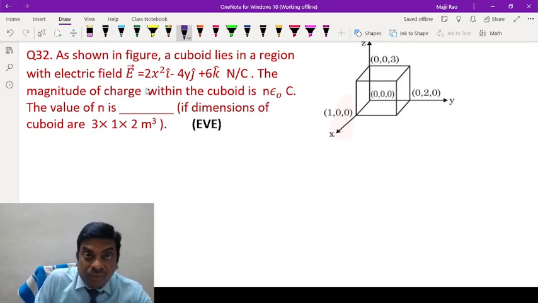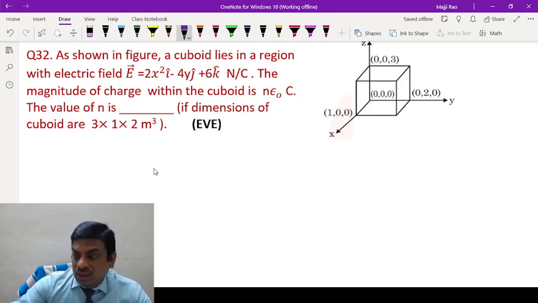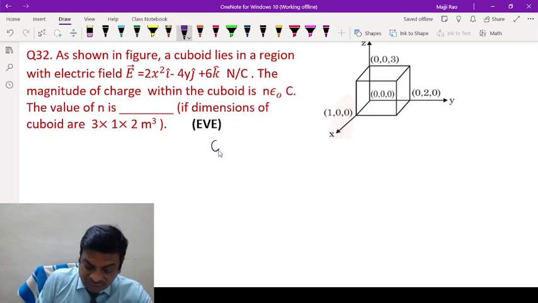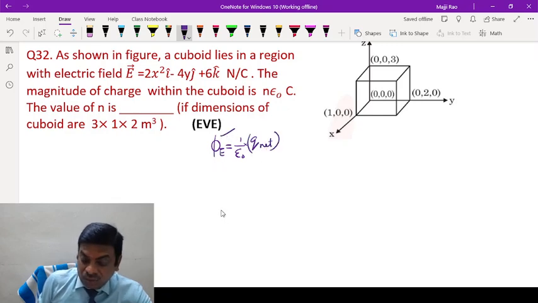Now we have to use Gauss theorem. Gauss theorem simply states that if you can calculate the total electrostatic flux, that is total flux through a closed surface, that is Gaussian surface, then it has to be 1 by epsilon 0 times the net charge enclosed within it. So first thing is we have to find the total flux.